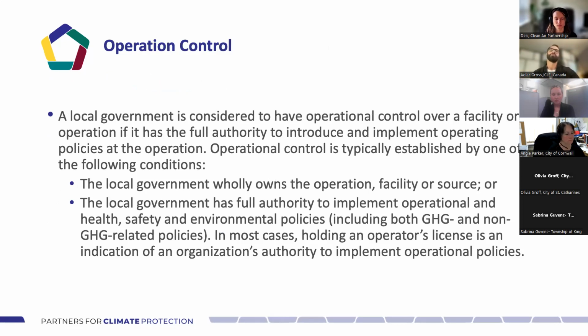And if you're ever wondering what you should include, what the boundaries of the inventory are, PCP uses the concept of operational control to determine what you should account for in your inventory. So it's basically whatever you have full authority to implement changes or operating policies at should be included in the inventory. Anything you have control of, you can make decisions in terms of reducing energy use at those facilities.